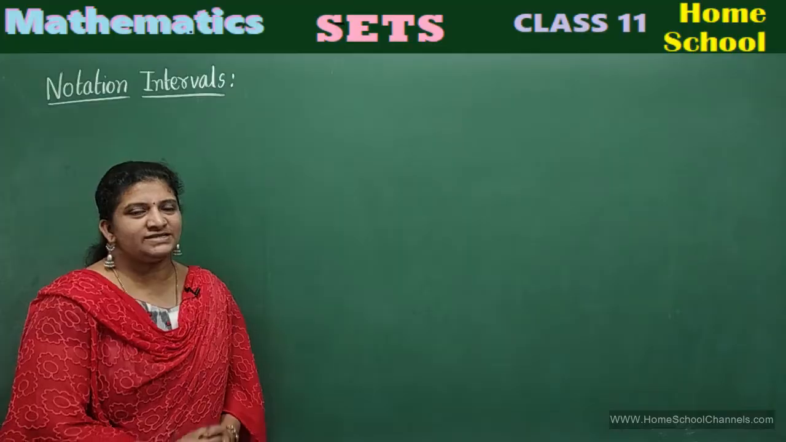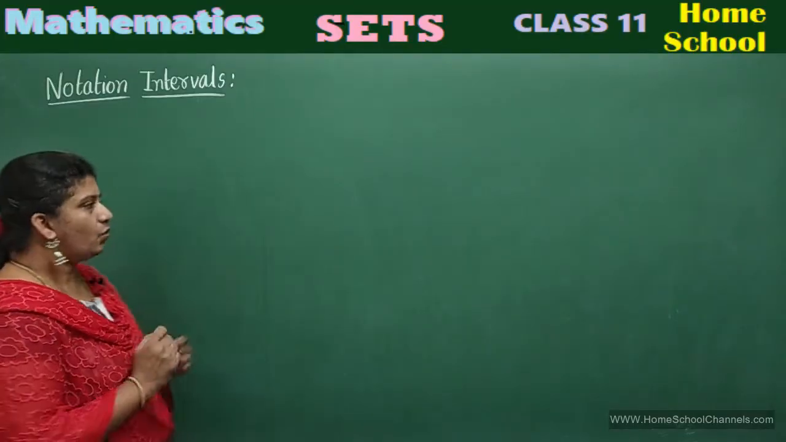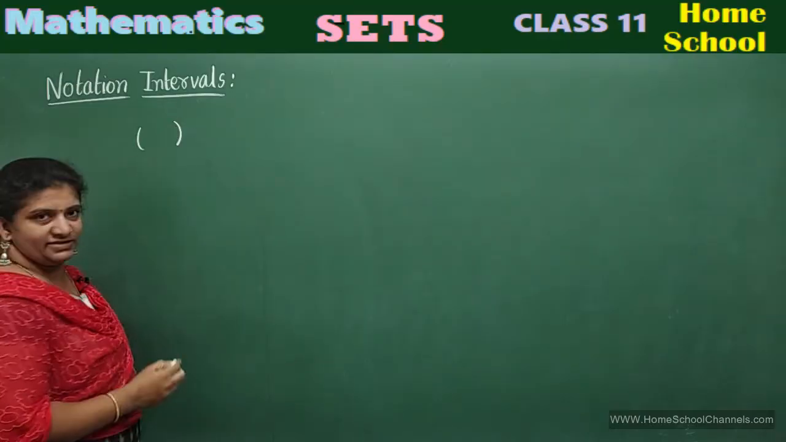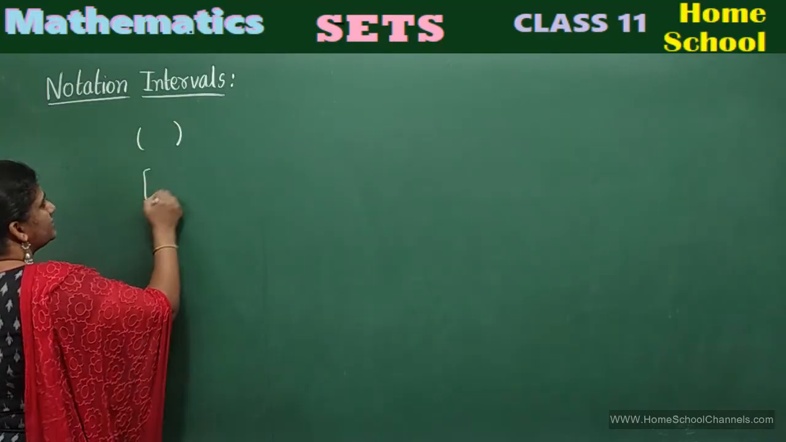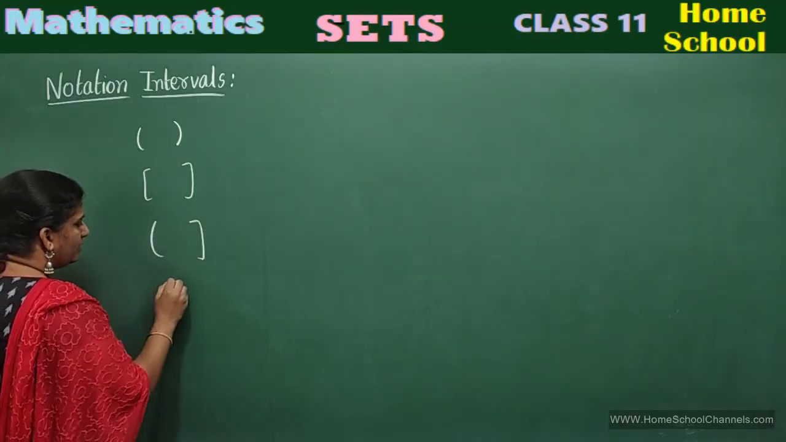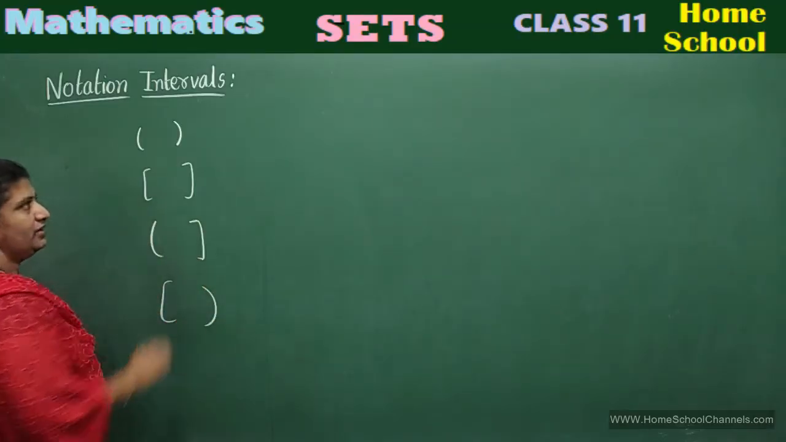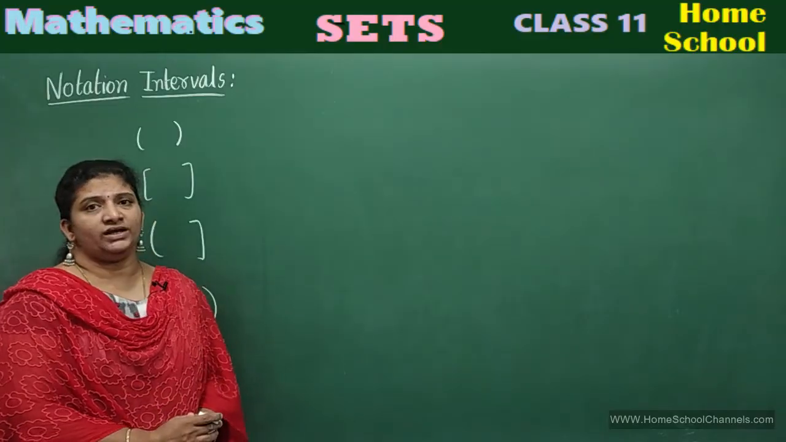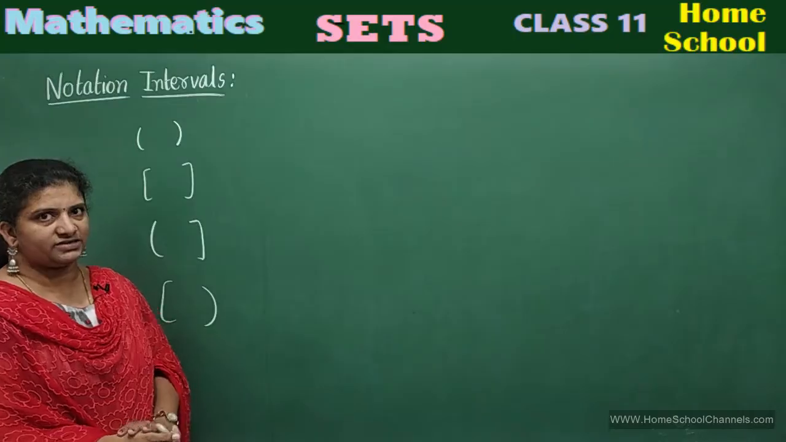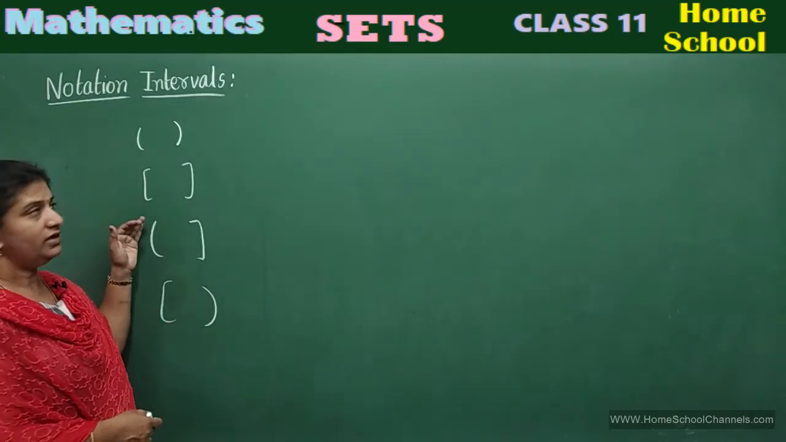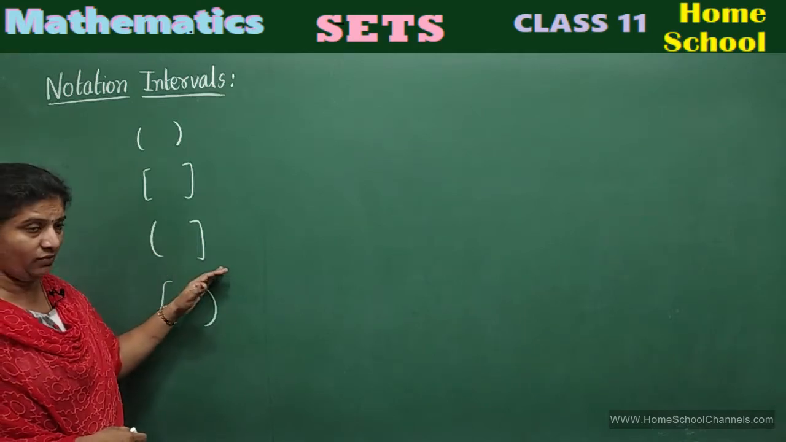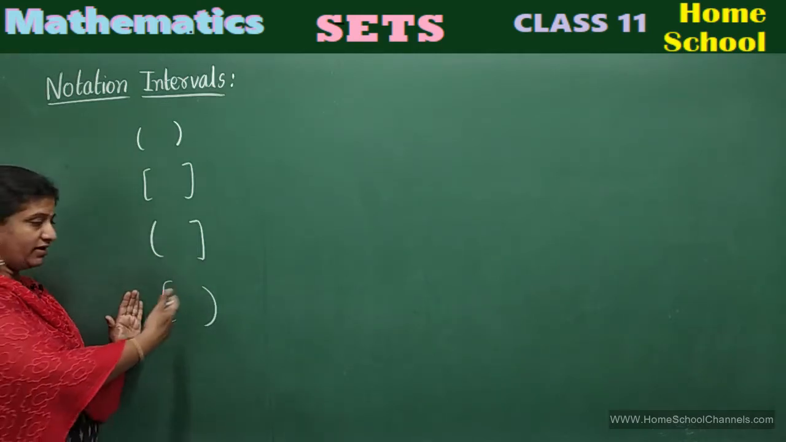Next, we are going to discuss notation of intervals. We come across 4 types of brackets. Right? What are those? To write any interval, we come across these 4 types of brackets. I think you all know that. This is a round, square, and here round one side, square one side, and here square one side, round one side, you can see.